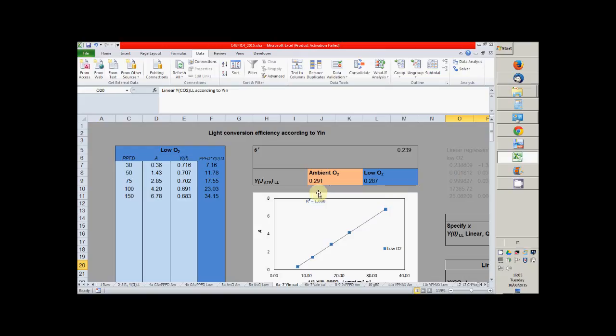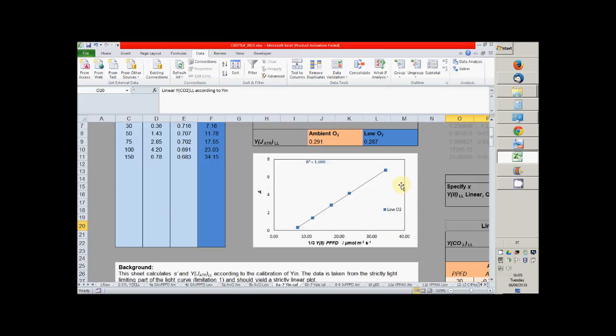Sheet 6 calculates the light conversion efficiency parameters according to Yin. These are S prime, which is a calibration coefficient which allows later to calculate JATP, and YJATP-LL, which is the initial quantum yield for ATP production extrapolated under zero light intensity. The derivation is completely automatic, we just need to check that the plot is linear.